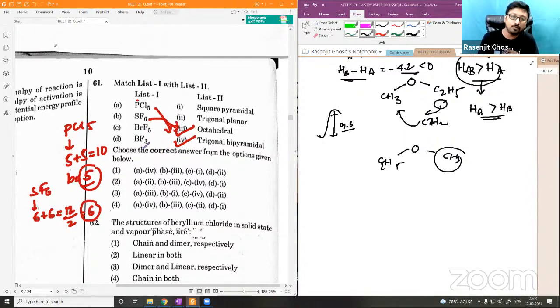Similarly, BF3 is trigonal planar. Okay, and similarly, BrF5 has to be square pyramidal. So what will be the correct answer? The correct answer will be A4, B3, D2 and C1. Option number 1. Next.